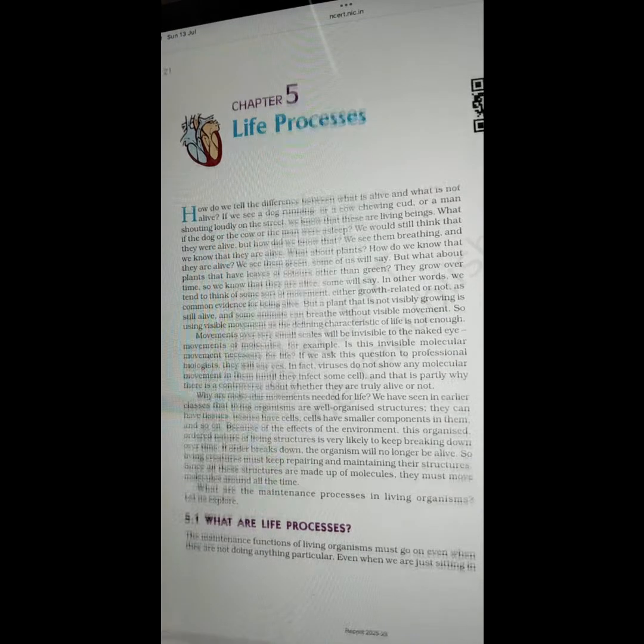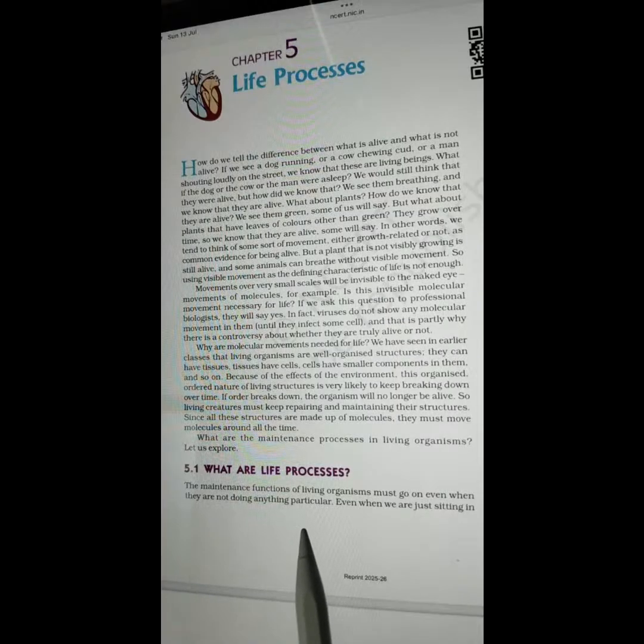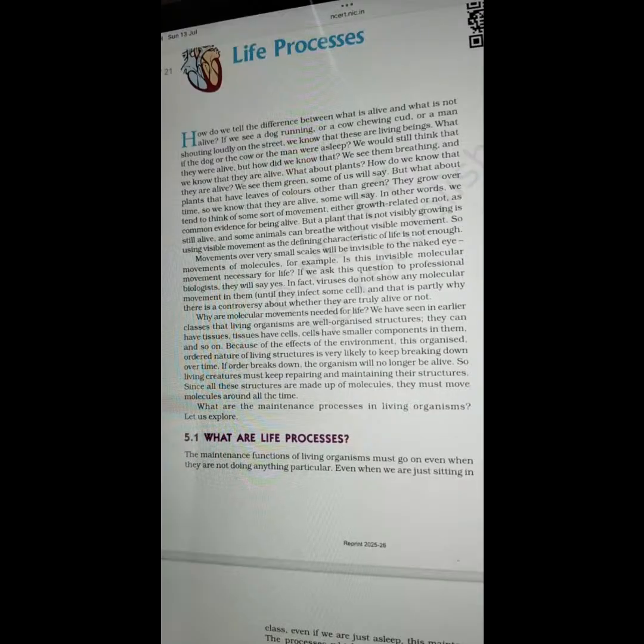What are the maintenance processes in living organisms? Let us explore. 5.1. What are life processes? The maintenance functions of living organisms must go on even when they are not doing anything particular, even when we are sitting in class, even if we are just asleep. This maintenance job has to go on. The processes which together perform this maintenance job are life processes.